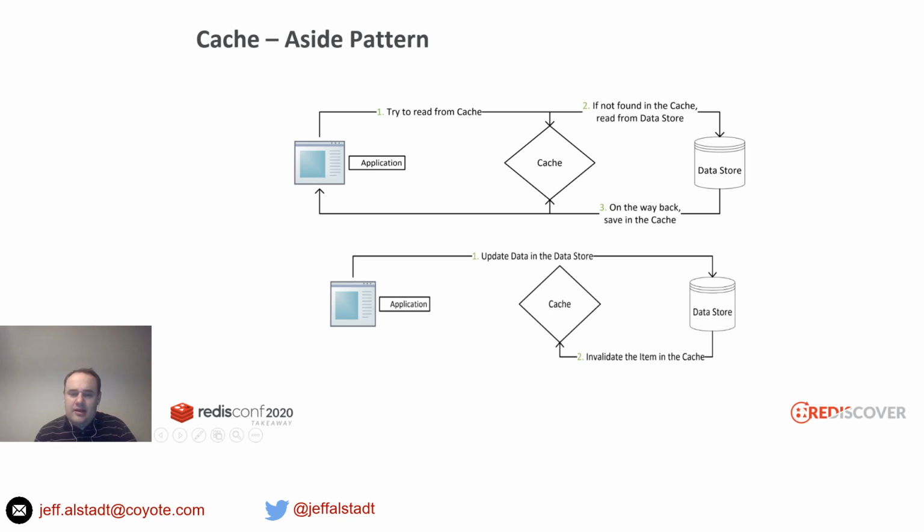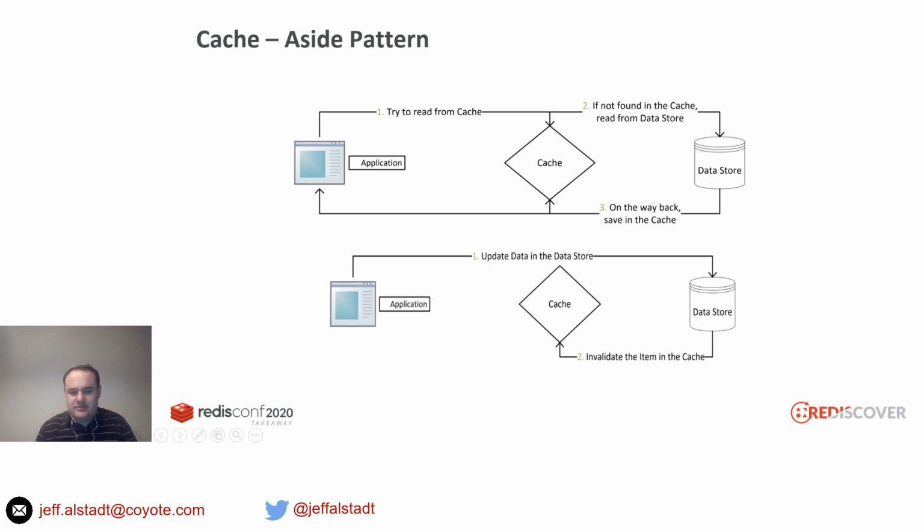then on my way back, I'm going to put it in the cache, and then I'm going to go back to the application. When that same application data is read for that specific customer, it's going to read from the cache, and the cache is going to realize, oh, it's in the cache. Okay, and then it's going to return that information back to the application.